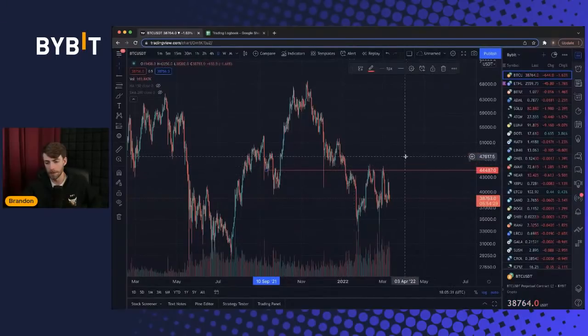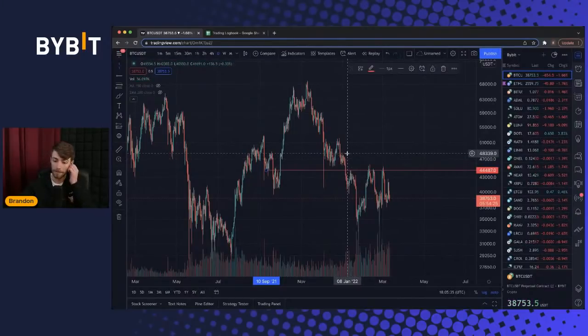It aligns with those. We saw slippage from the 4 hour, but when we move into the daily it makes a lot more sense. And it aligns with this breakout area through here.